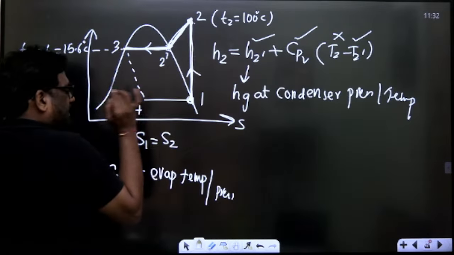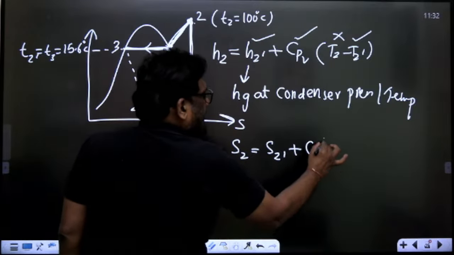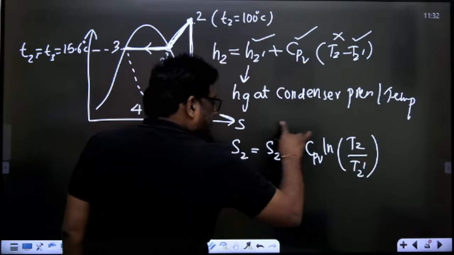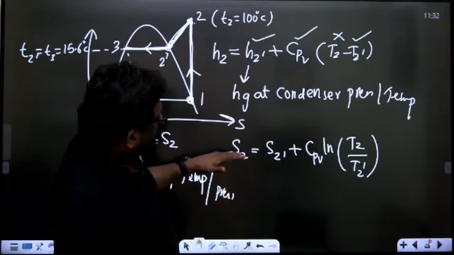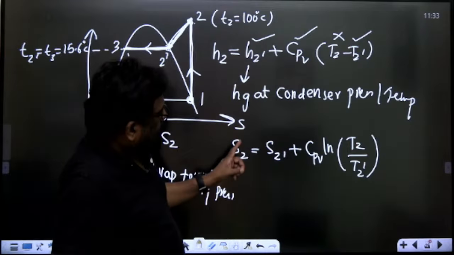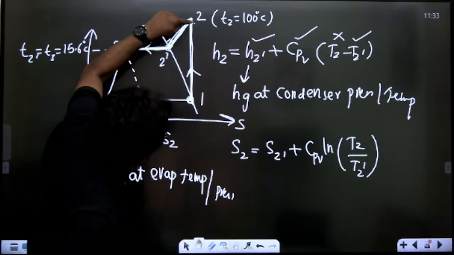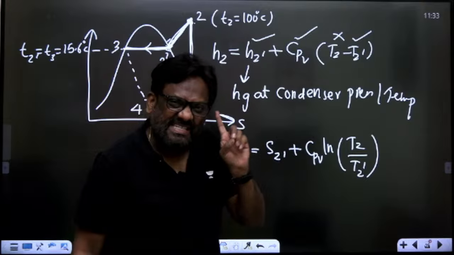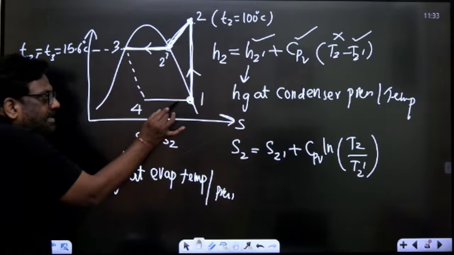So S1 will be found. If S1 is known, S2 will be the same. But my dear friends, S2 in the superheater is equal to S2 dash plus Cp of vapor ln T2 by T2 dash. Sir, where does this come from? This comes from thermodynamics. We can study this from thermodynamics. S2 is equal to S2 dash plus Cp of vapor ln T2 by T2 dash. Now look, this is not a difference in temperatures, and these temperatures should be strictly in Kelvin.